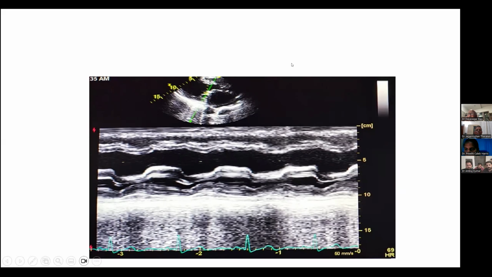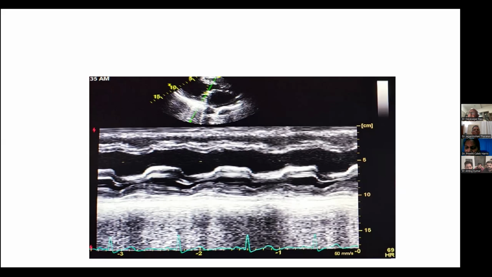I think people have forgotten M mode echo. What is the abnormality here? Is it normal mitral movement or abnormal mitral movement? Abnormal mitral movement, sir. The paradoxical motion of the posterior mitral leaflet is seen, sir, and also the EF slope is decreased, sir.